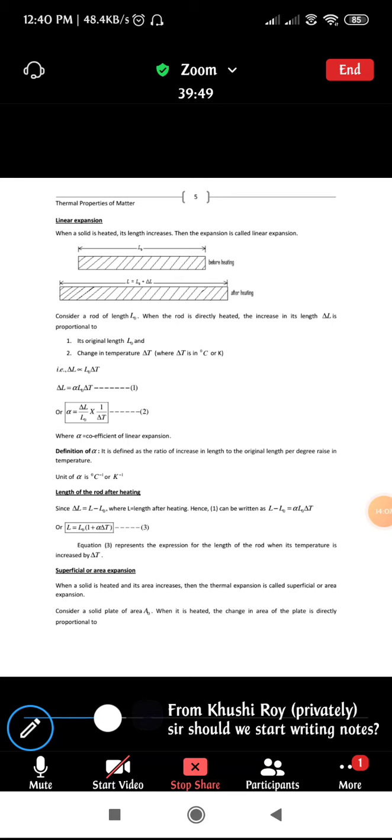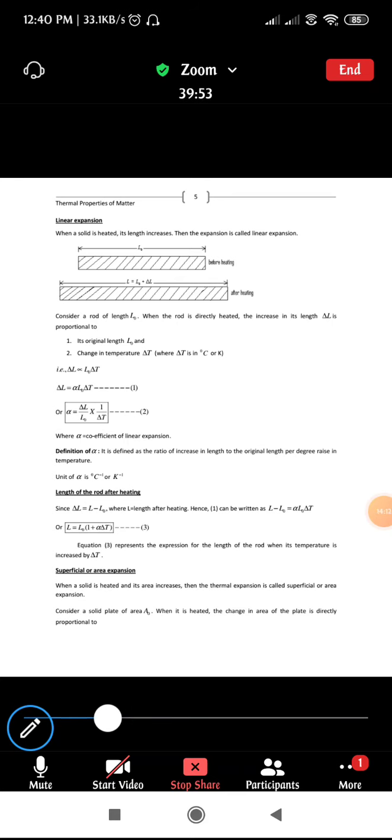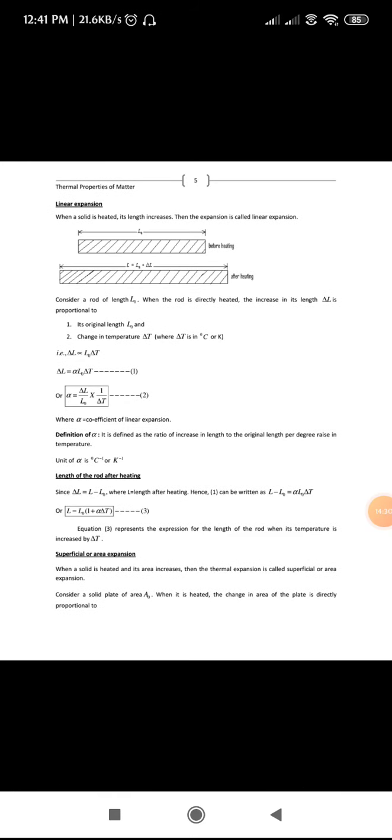Sir, should we write starting notes? Do one thing, just make a practice of this linear expansion, because in this chapter the numericals will be asked based on these expansions, especially this linear expansion. So make a practice of writing this linear expansion till that equation 3. Just make sure.